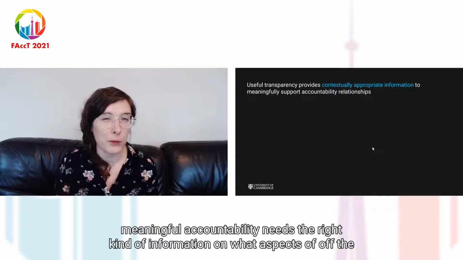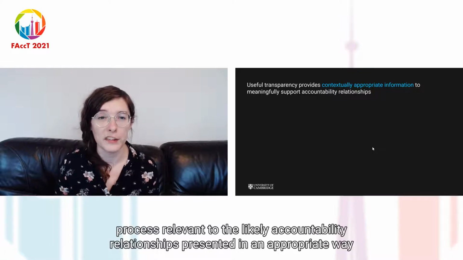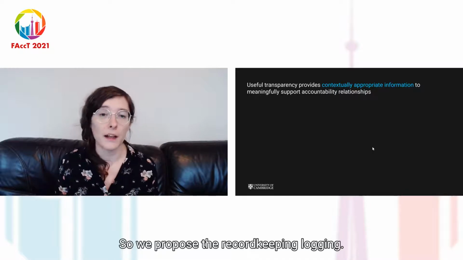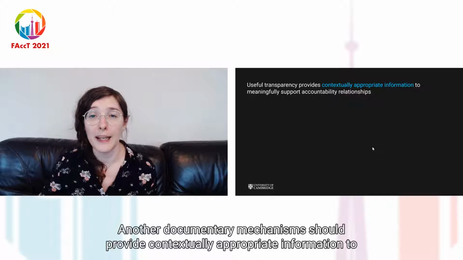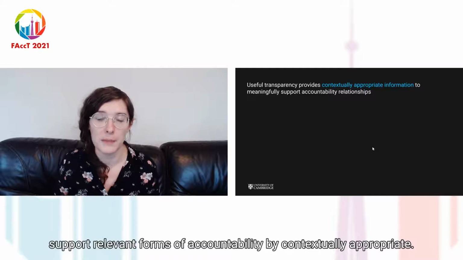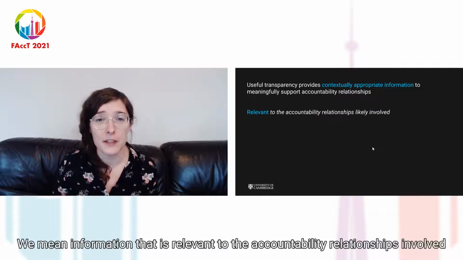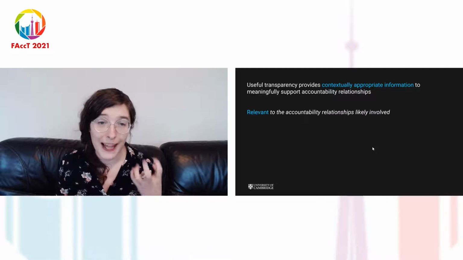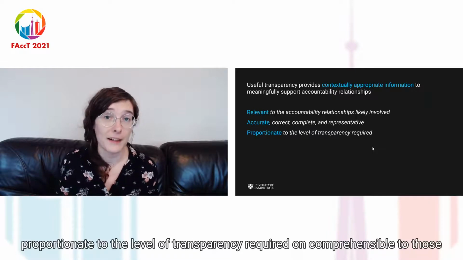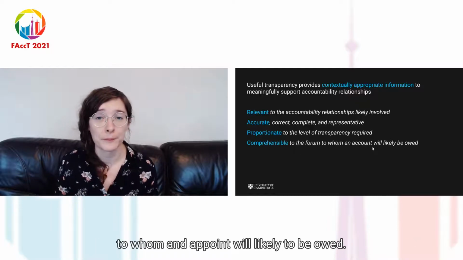Meaningful accountability needs the right kind of information about aspects of the process relevant to the likely accountability relationships, presented in an appropriate way for those relationships. So we propose that record keeping, logging, and other documentary mechanisms should provide contextually appropriate information to support relevant forms of accountability. By contextually appropriate, we mean information that is relevant to the accountability relationships involved, accurate in that it is correct, complete, and representative, proportionate to the level of transparency required, and comprehensible to those to whom an account is likely to be owed.